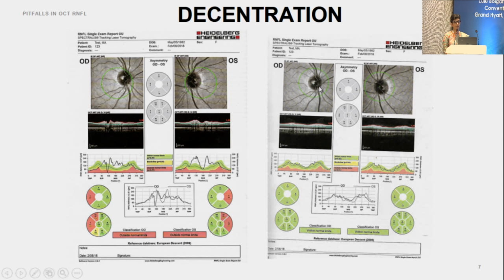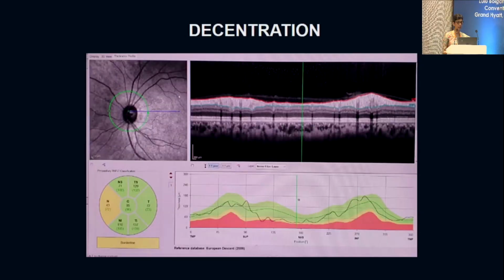But you can see that when this ring is appropriately centered, now the pie chart is green in color. And so this patient who could have been misdiagnosed as having glaucoma doesn't actually have glaucoma. More than 10% decentration should make us discard the scan.